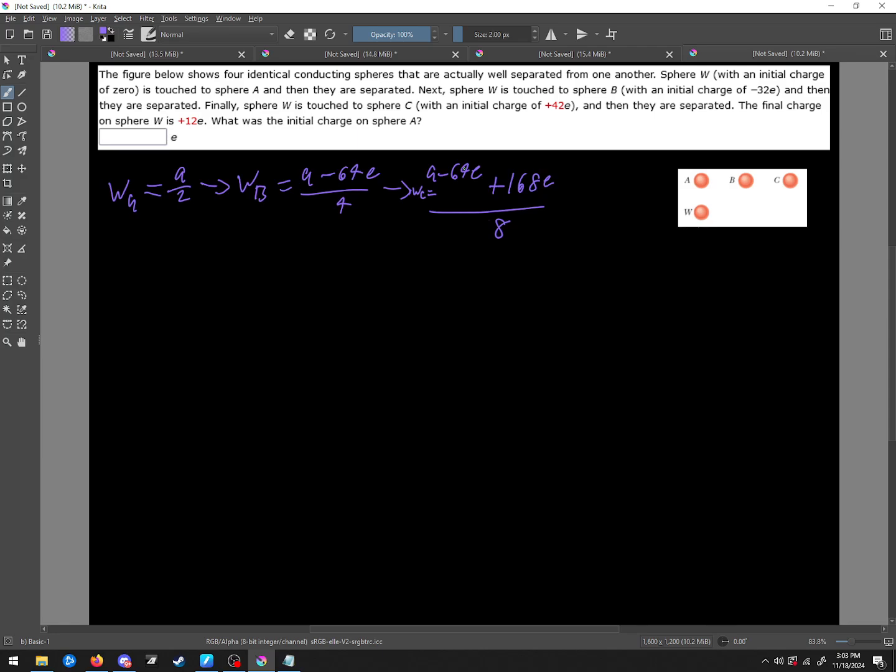And now let's do 168 subtract 64, 104, divide that by 8, 13. Yeah, this is getting really similar to my setup. So now we've got A plus 104 over 8.